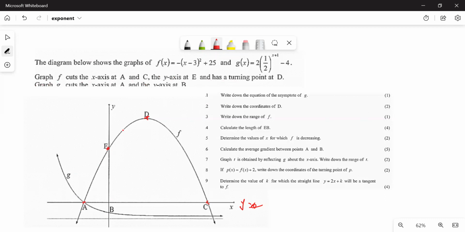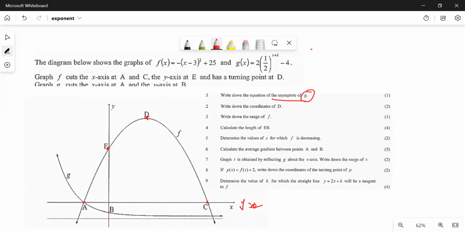And then the graph of G cuts the x-axis at A, and then the y-axis at B. Now the first question says, write down the equation of the asymptote of G. They're being specific here. Okay? Go and look at G, because they know F doesn't have an asymptote. They're not going to be talking about an asymptote when they talk about F.